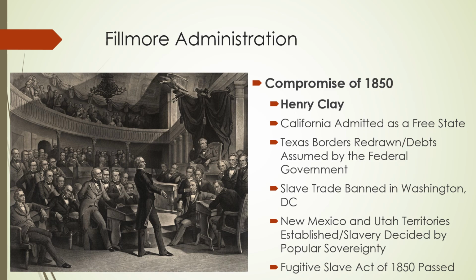And then finally, the Fugitive Slave Act of 1850. So this basically made it illegal to assist with runaway slaves, right? So it made helping slaves run away illegal. It also made it illegal if you had knowledge of runaway slaves or were assisting runaway slaves. So it made it harder for slaves to run away.